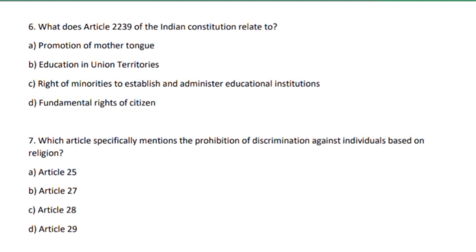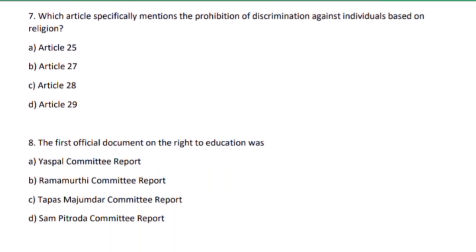Next one. Which article specifically mentions the prohibition of discrimination against individuals based on religion? Right answer, Article 25. Next one. The first official document on the right to education was? Right answer, Ramamurthy Committee report.